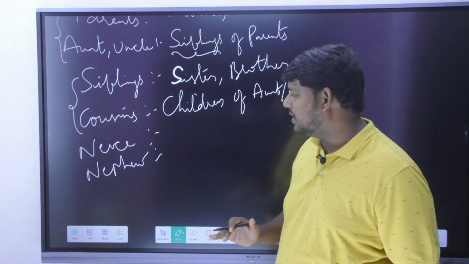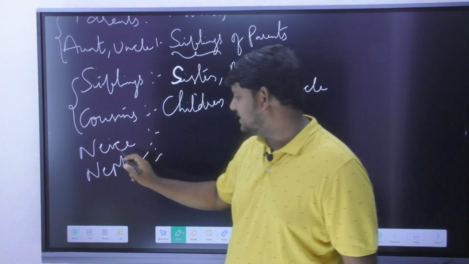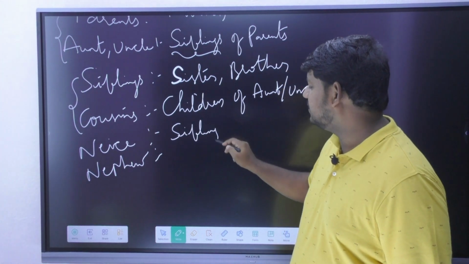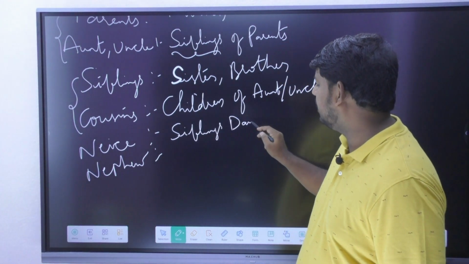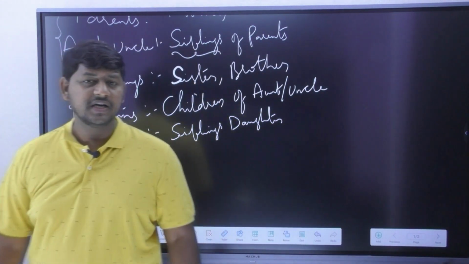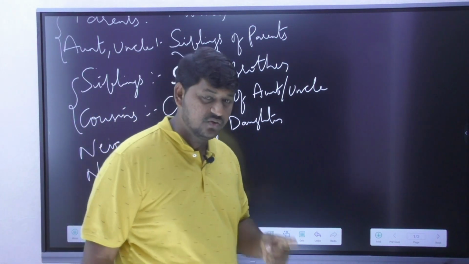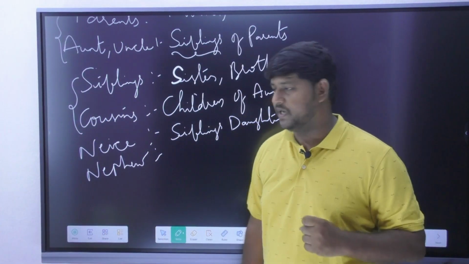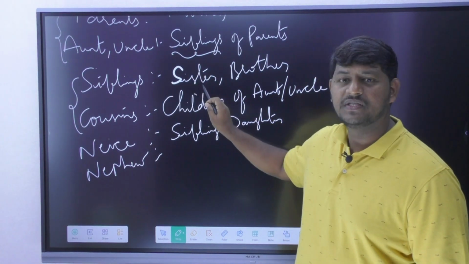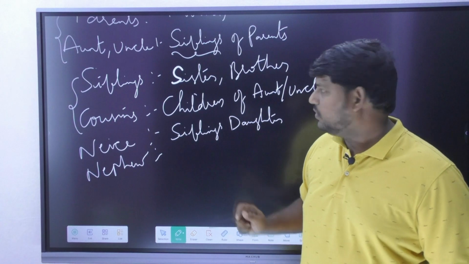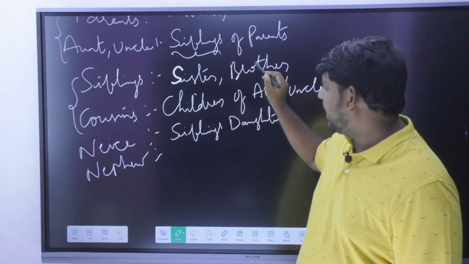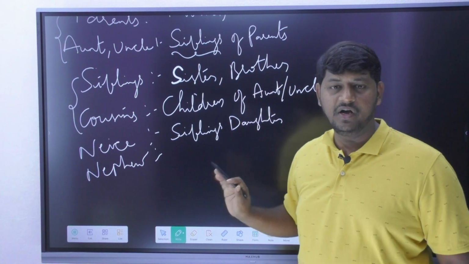So please do remember, this topic clearly says niece is nothing but your sibling's daughter. This is the way you need to remember. Your sibling's daughter is nothing but your niece. Please do remember this information for a long period. Now, sibling includes both your sister as well as brother. So your sister's daughter is also your niece and your brother's daughter is also your niece.